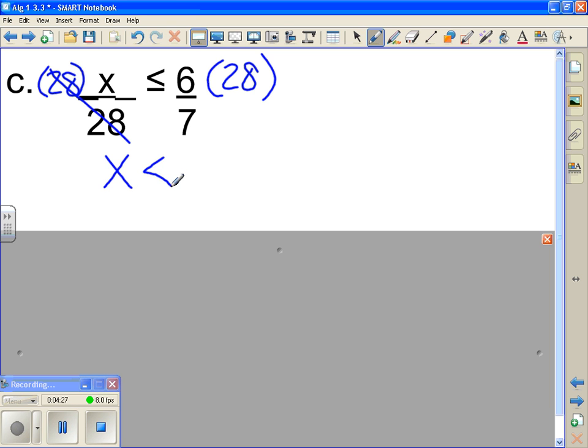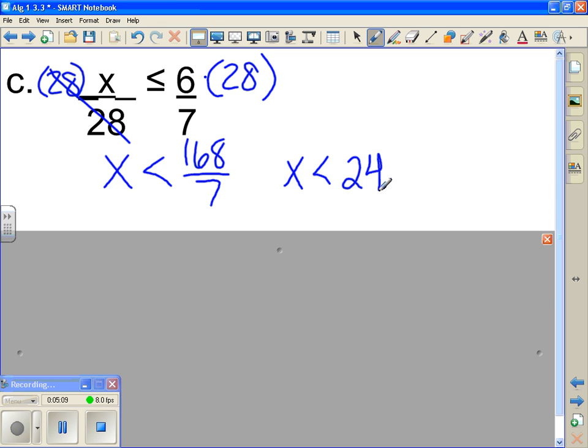Now, when you multiply a fraction and a whole number, do 6 times 28. If you don't know what 6 times 28 is, feel free to use your calculator or multiply it out. 6 times 28 is, that's right, 168. Put the little 7 on the bottom, then divide by 7, and you'll find out that x is less than 24. And that's your final answer. X is less than 24. Again, no switching. The 28 was positive. No reason to switch the less than.